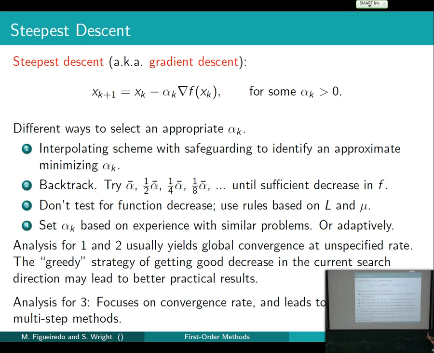Okay, so here's the classic steepest descent approach, also known as gradient descent. And this is truly descent, okay? Descent is often a misused word in this context because some of these algorithms actually don't always go downhill. But this one does, provided you're careful about how you choose the alpha, the step length. And the idea is you just head in the negative gradient direction.